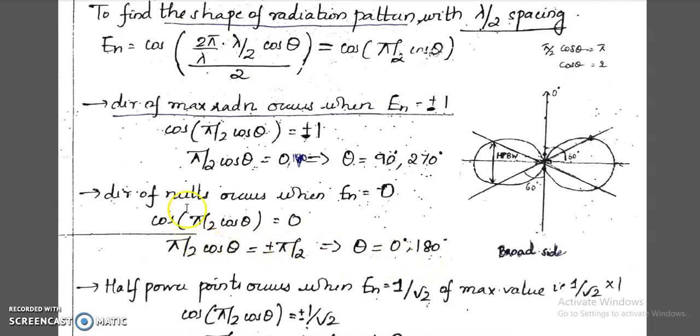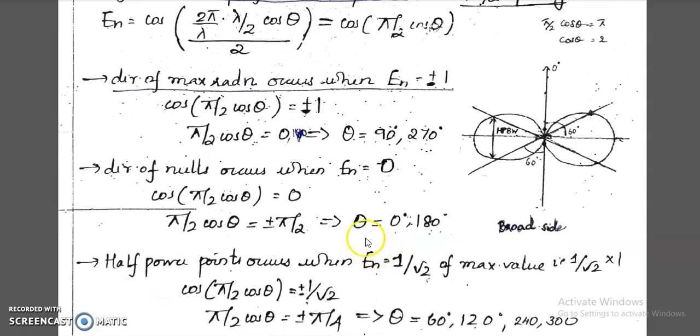Then next we want to find the null points. Null means electric field intensity is 0. So here the normalized electric field intensity is 0. We know the equation of normalized electric field intensity, that is cos (pi by 2 cos theta), is equal to 0. Then rearrange the equation, you will get theta is equal to 0 and 180 degrees. At those points you will get nulls.